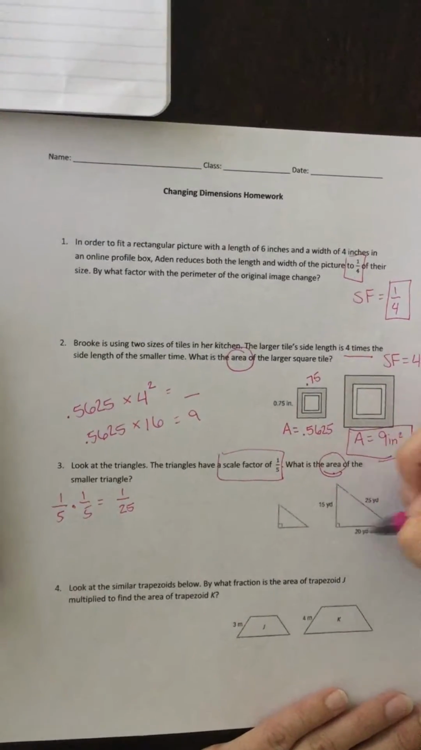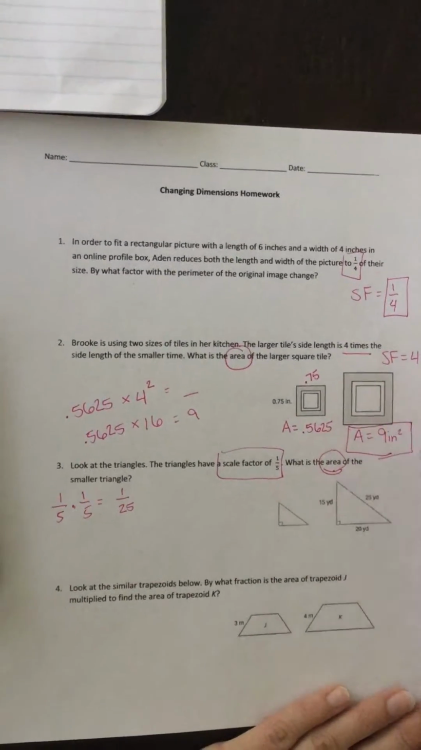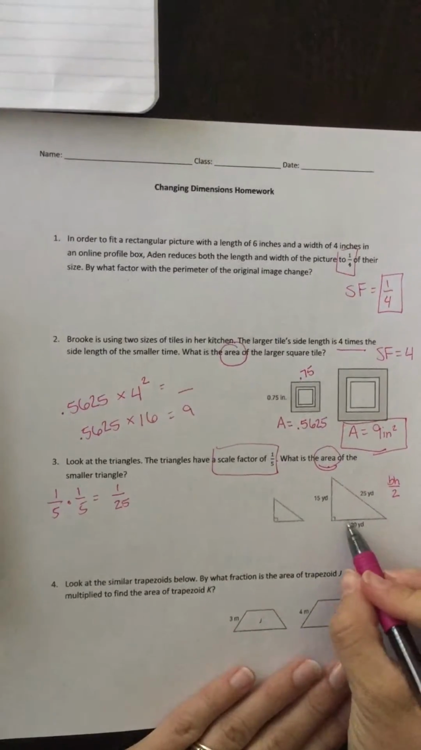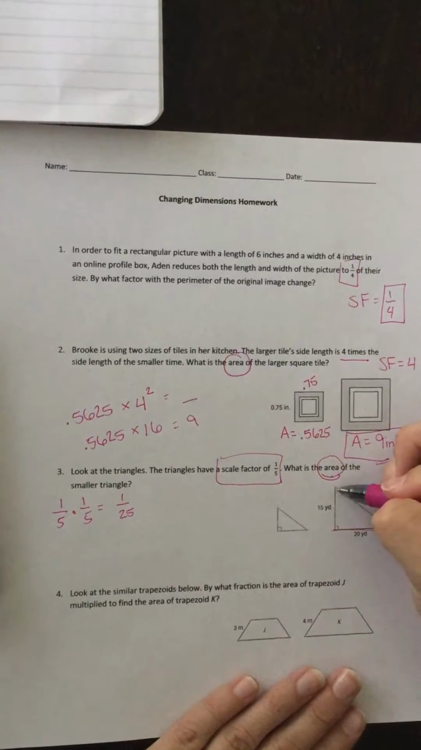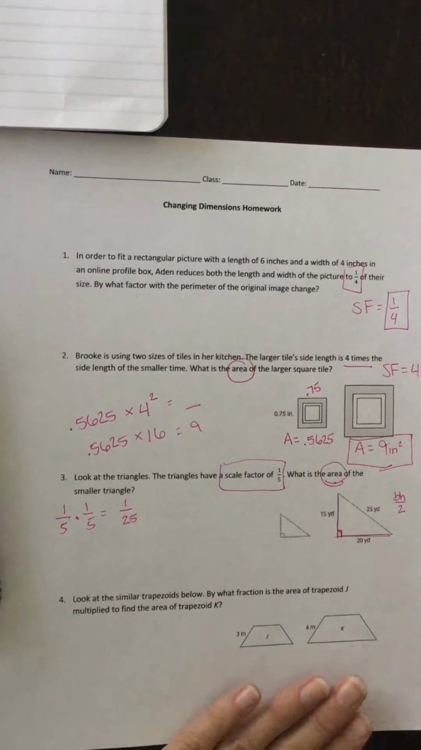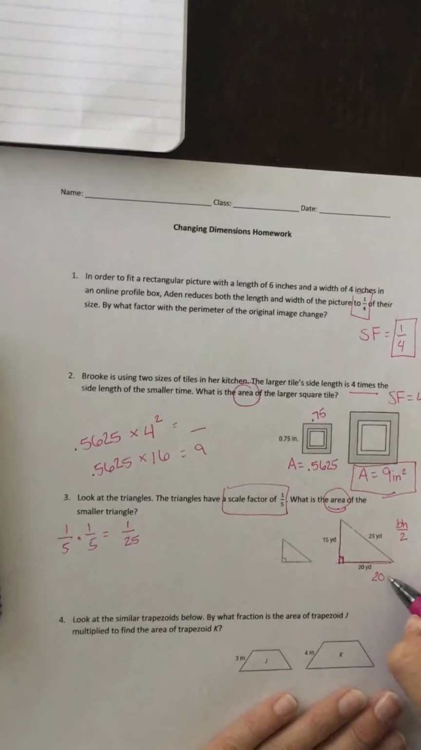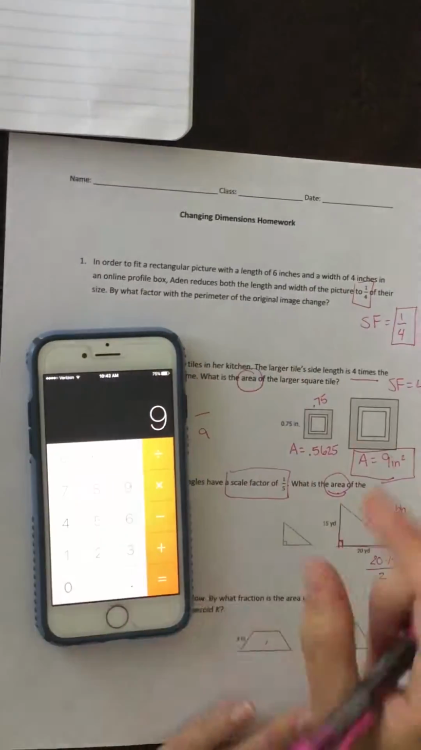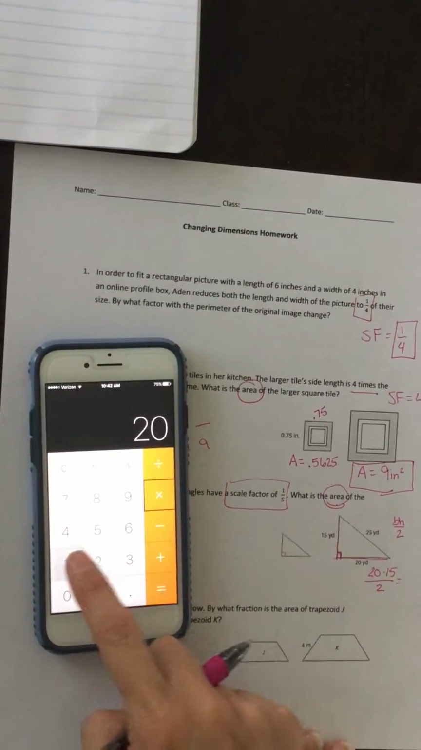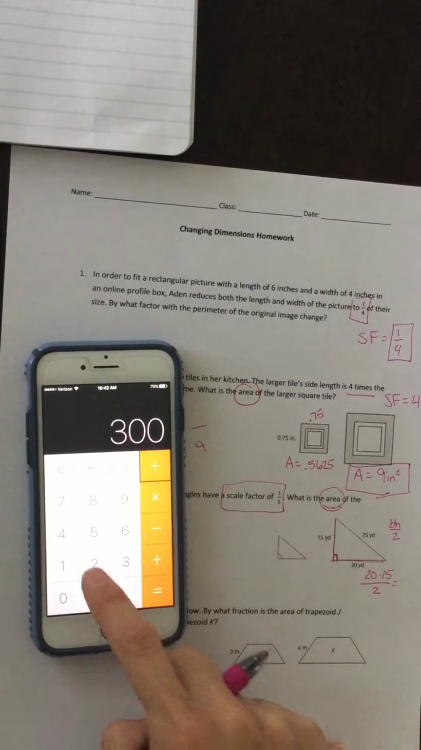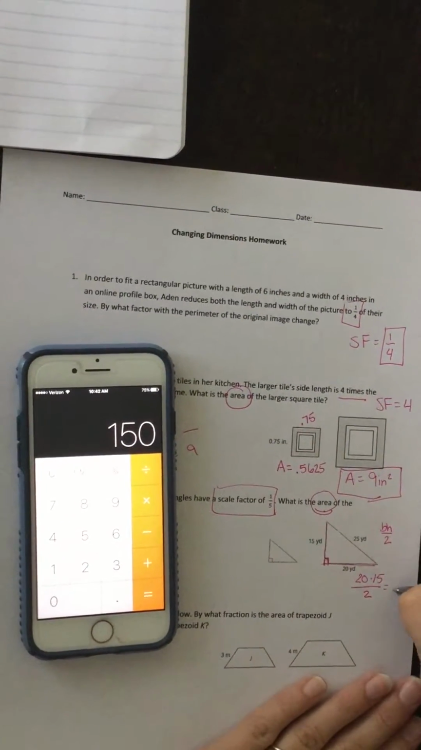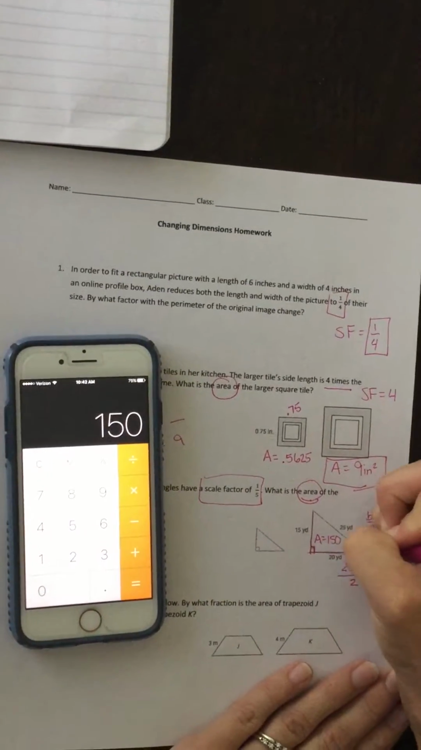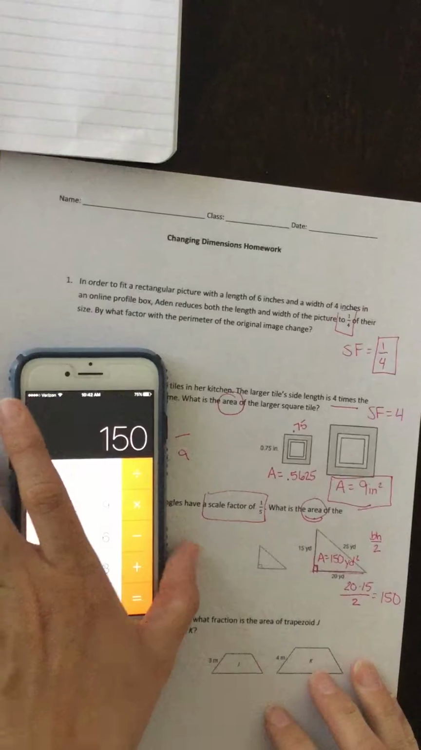So let's go ahead and find the area of the larger triangle first, which in order to find the area of a triangle, we have base times height divided by 2. So the base and the height of a triangle are connected with that right angle. So we're going to do 20 times 15 divided by 2. And we get to use calculators now. So you just do 20 times 15 divided by 2. And we get that the area of my larger triangle is 150 square yards.